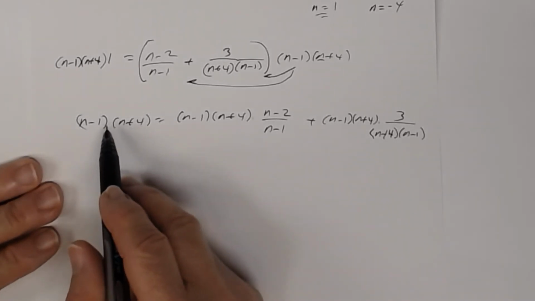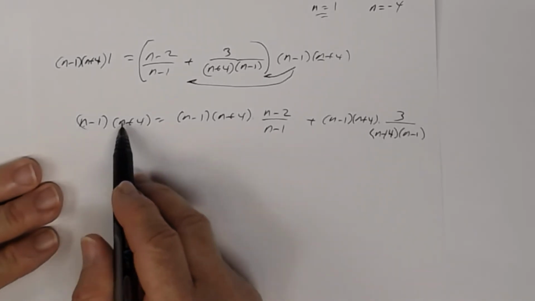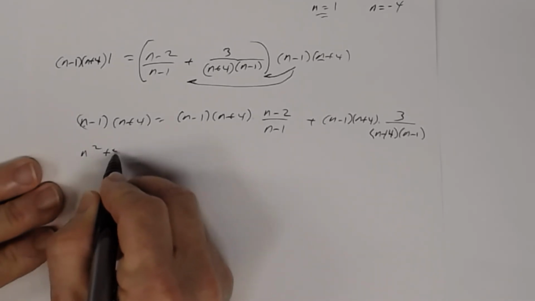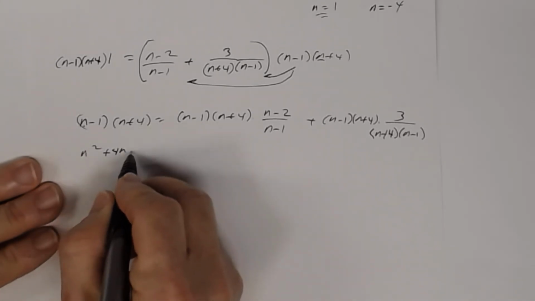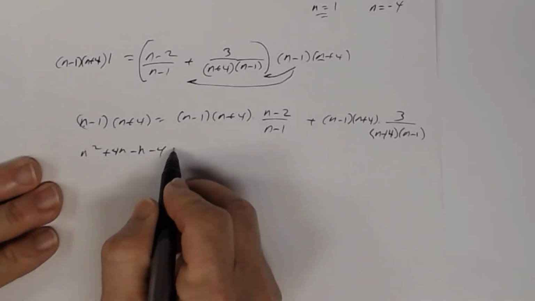multiply these two binomials. So when I use the FOIL method, it's going to be n squared. The outer is a positive n. The inner is a negative n. And the last is a negative 4, equal.